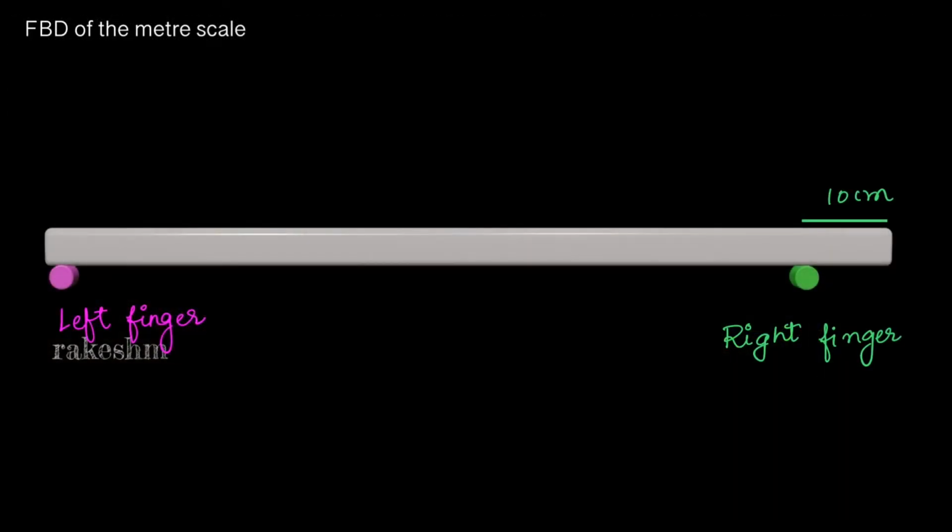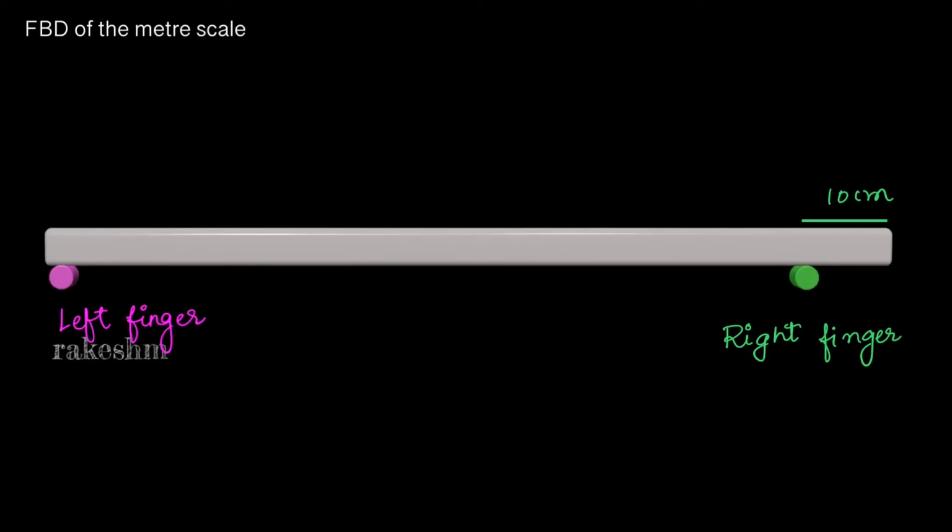So let us first draw the free body diagram of the meter scale. Initially this is the left finger and this one is the right finger. This left finger is at the 0 centimeter mark and this right finger is at the 90 centimeter mark, which means from this end it is 10 centimeters.